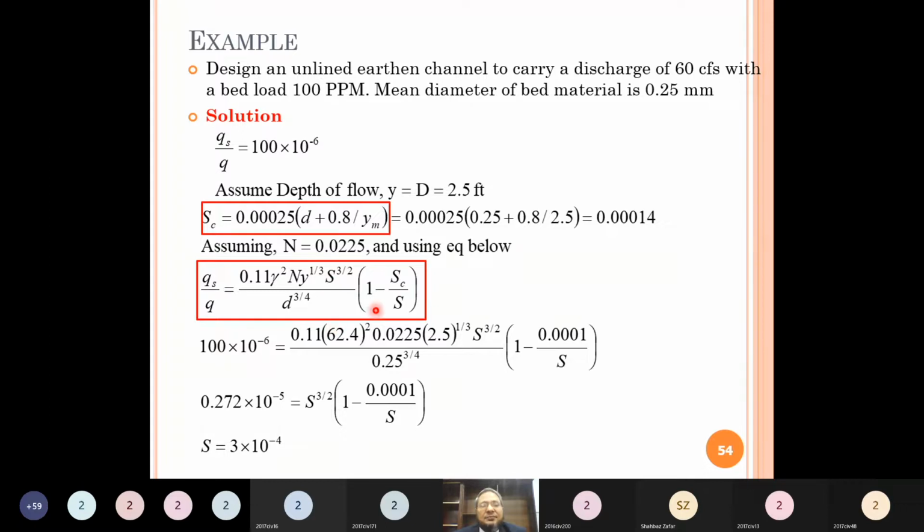If D or Y, it is the same thing, if we assume Y, then we can design the longitudinal slope of the channel. And we have computed the longitudinal slope of the channel as 3 into 10 raised to power minus 4. Is it clear?